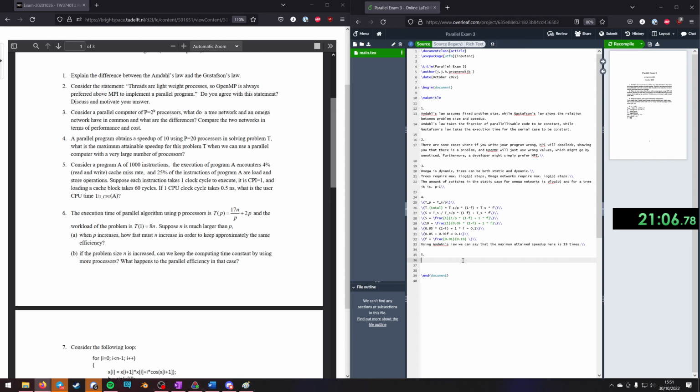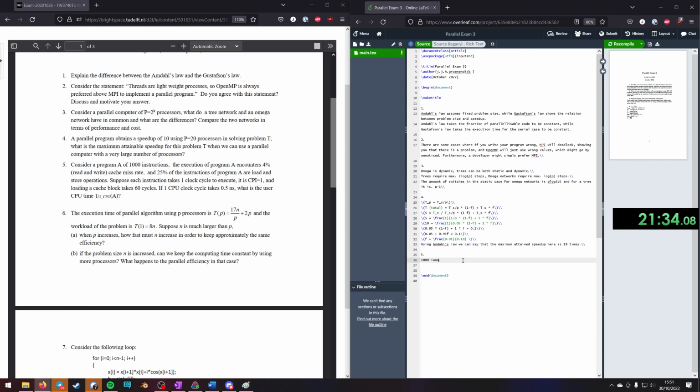Okay, I remember where this is, I think. So 4% read and write cache miss rate, so that is 40 cache misses. No, that's not true. Oh, 25%. Okay. Just do it out of your head, but I'll check with the book.